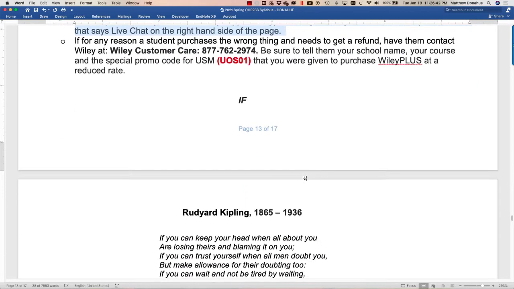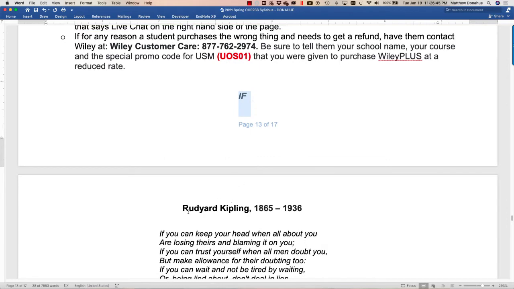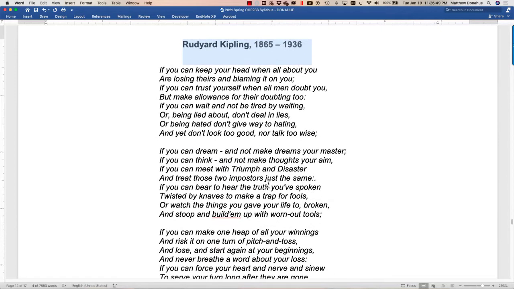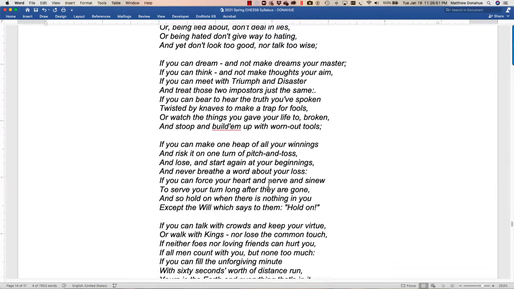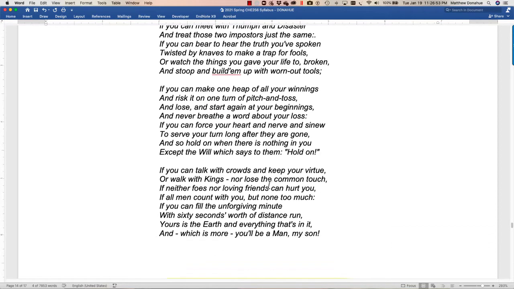So here's a motivational poem called If by Rudyard Kipling. That should sort of speak to you in some sense as you go through this experience.